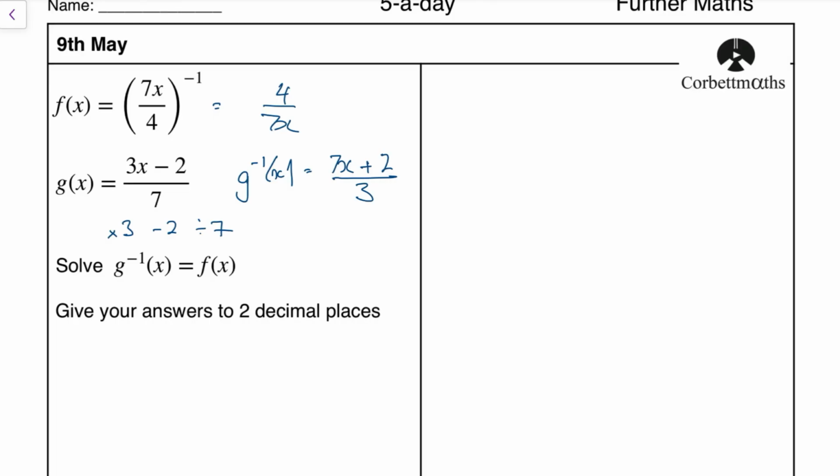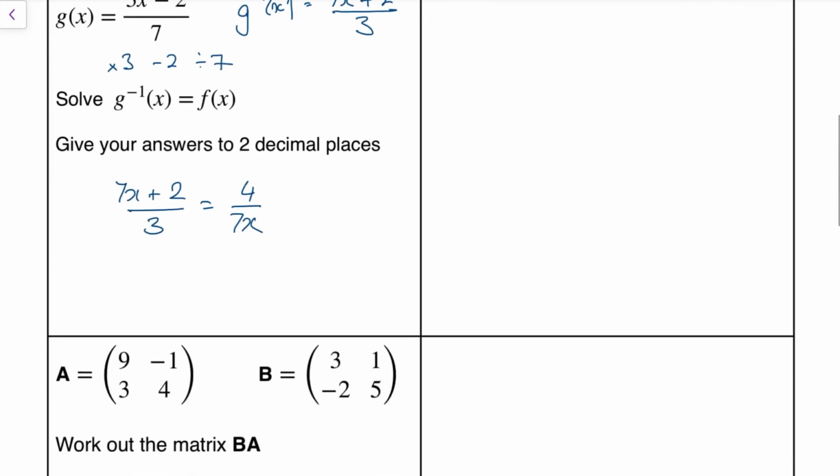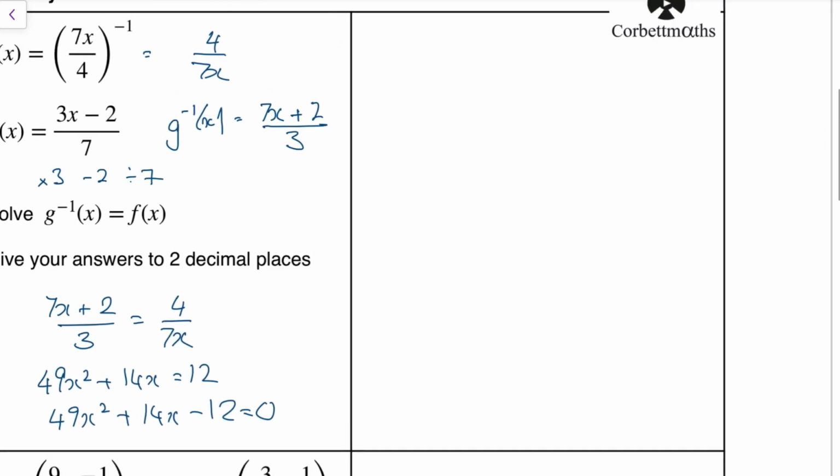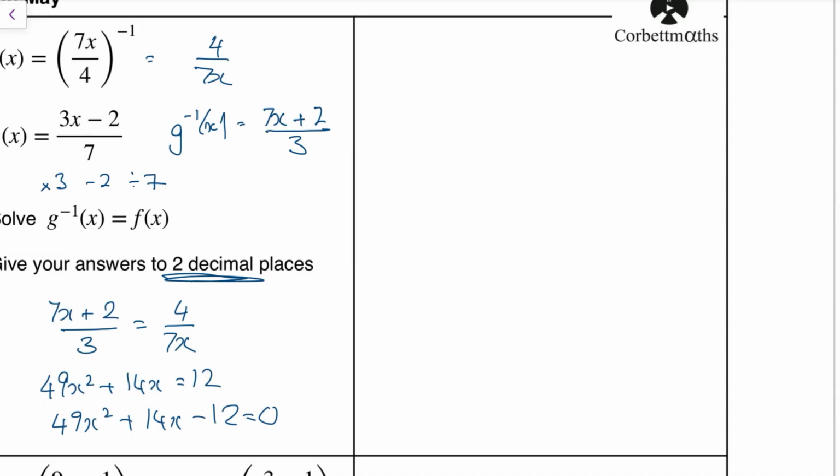So therefore, I can say g minus 1 of x, which is 7x plus 2 over 3, is equal to f of x, which I've turned upside down because it's a bit easier, to this thing here. Let's multiply through by 7x. So therefore 49x squared plus 14x is equal to 12, which is a quadratic of 49x squared plus 14x minus 12 is equal to 0. Now, quite apart from the decimal places, I'm pretty sure I can't factorise this, and I'm not even going to try. So I'm just going to go straight to the quadratic formula because this is hinted already.